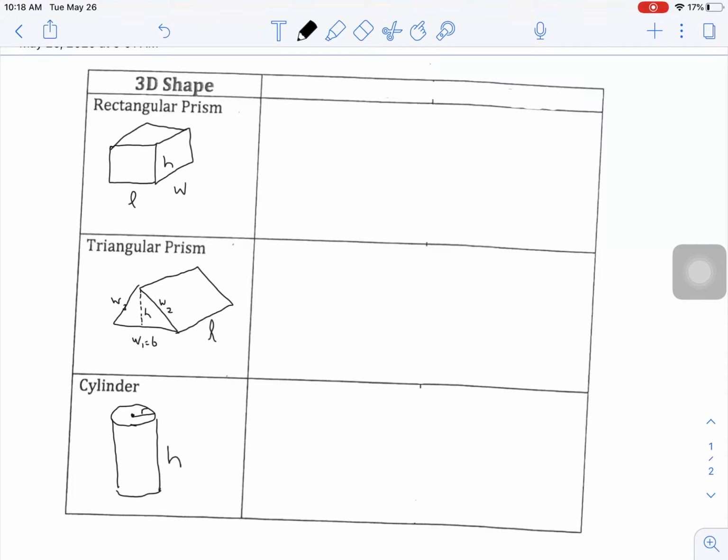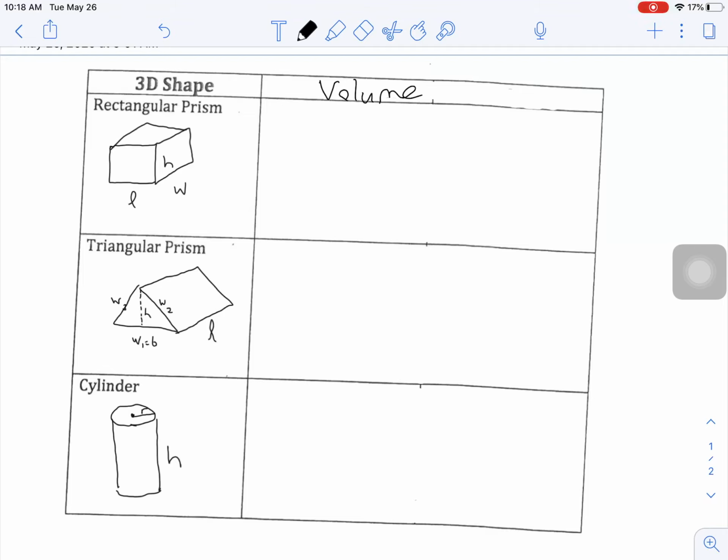Okay, in the second video I'm going to be looking at volume of the three different shapes: rectangular prism, triangular prism, and cylinder. Just as a review video, again, we've gone through all this, but I wanted to make sure you're up to date on what to do.